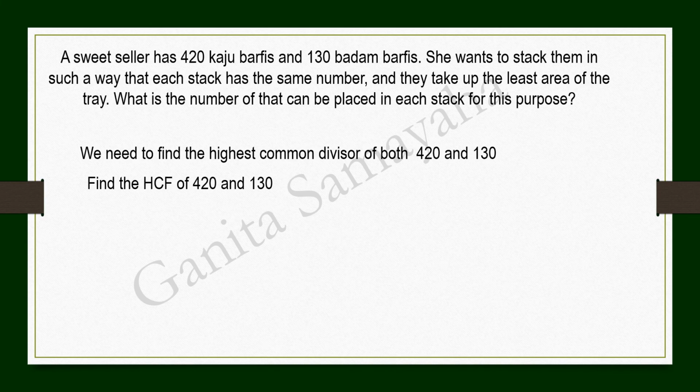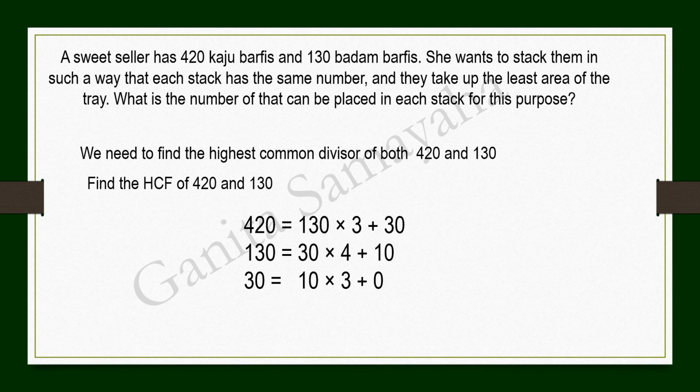So find the HCF of 420 and 130, and you must use Euclid's lemma only to find the HCF. So we proceed like this, and then we find the HCF to be 10. So she can stock them 10 each. Okay, so here she will have 42 and she will have 13 of badam barfis. Okay, children, let us proceed further.